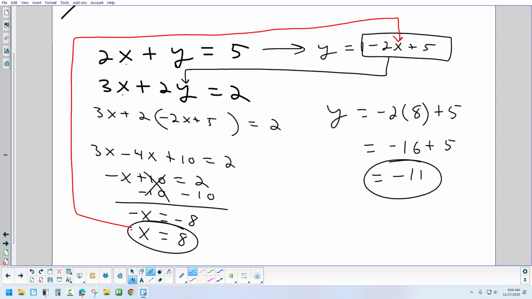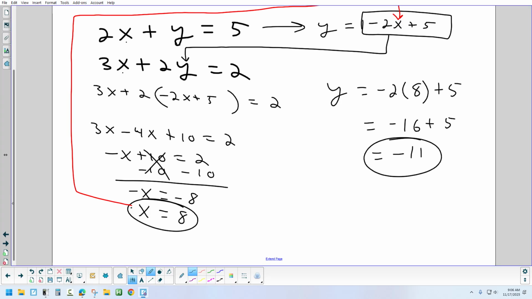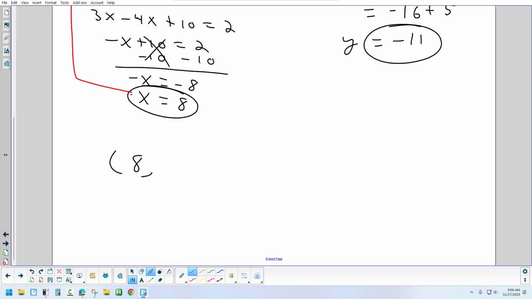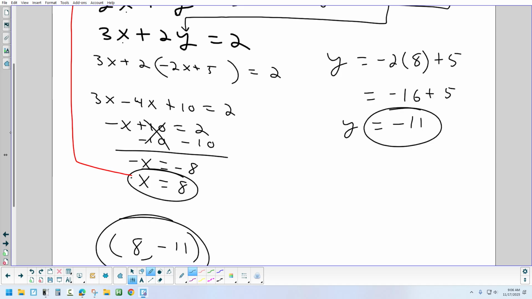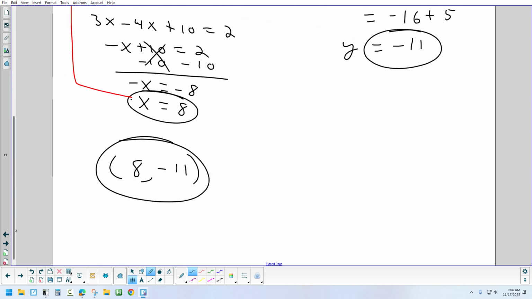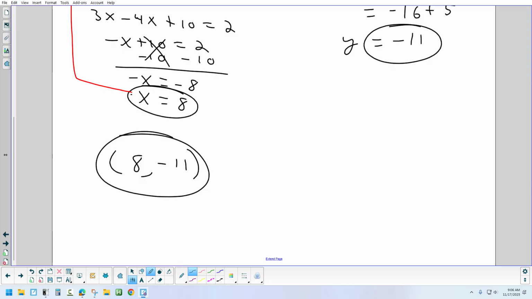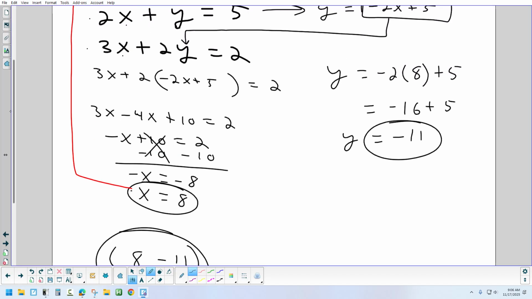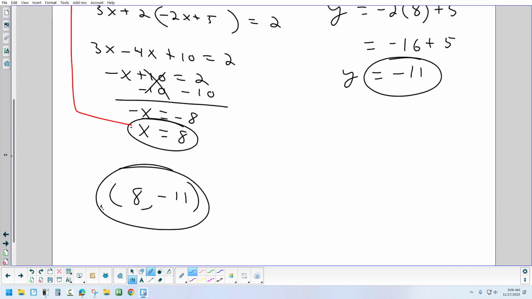You don't have to write your answer as a coordinate. You could write your answer a couple different ways. You could do x equals and y equals, like 2 separate boxes, or you could write your answer as a coordinate. Because if you were to graph this in y1 on the calculator, and then graph this in y2, that is exactly where they would cross, 8, negative 11. Any question on why they would cross at that point? Okay. But yes, you could write your answer either way.